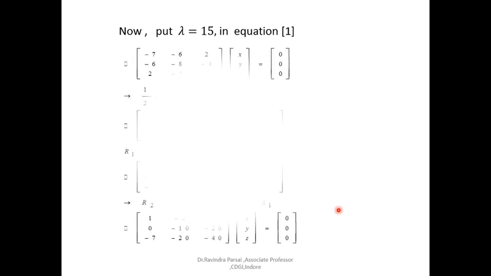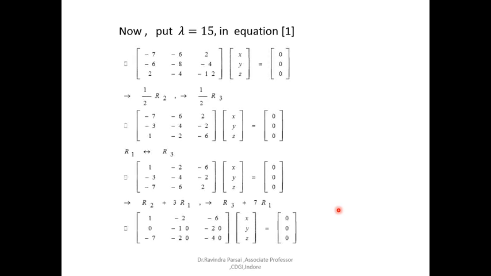Now we come to evaluate the eigenvector corresponding to the last, the third eigenvalue, lambda equal to 15. Just put lambda equal to 15 in equation number 1. You will get the matrix equation: minus 7, minus 6, 2; minus 6, minus 8, minus 4; 2, minus 4, minus 12, times x, y, z, equal to 0.